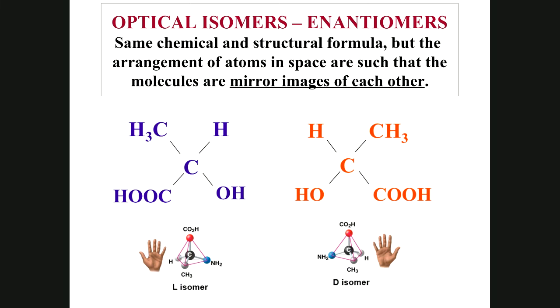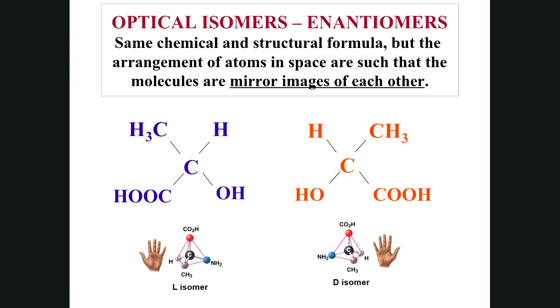Optical isomers. Optical isomers are mirror images of each other. They also call them enantiomers. They have the same chemical and structural formula, but the arrangement of atoms in space is such that the molecules are mirror images of each other. So you can't superimpose them. If I had put a line down the middle like a mirror, these two structural formulas would be reflections of each other. But they can't be superimposed because, remember I told you, these have a three-dimensional shape in space.